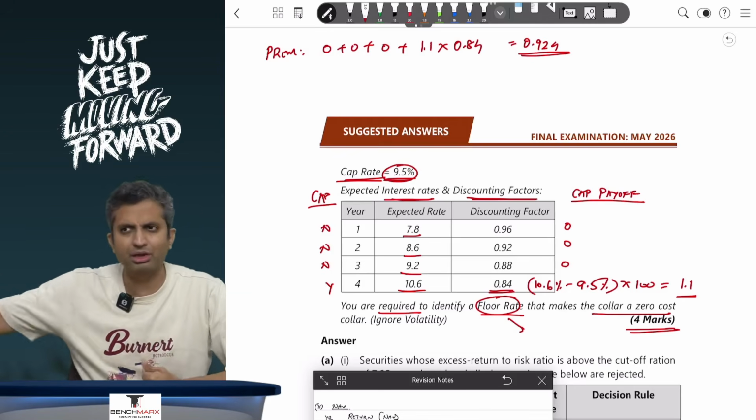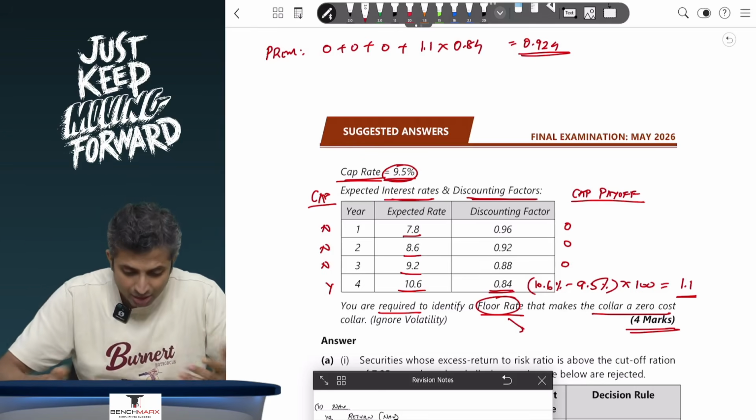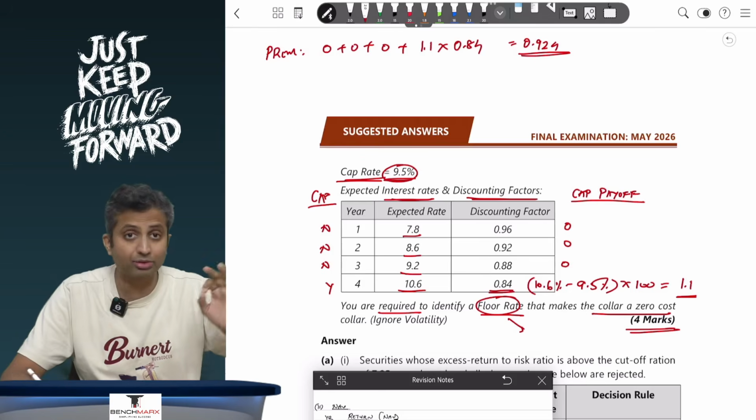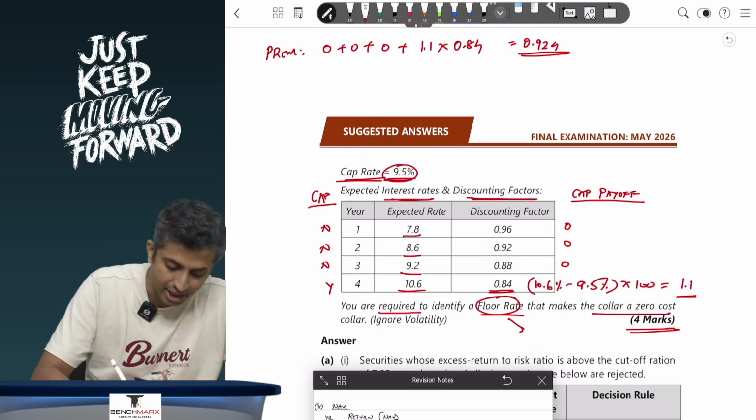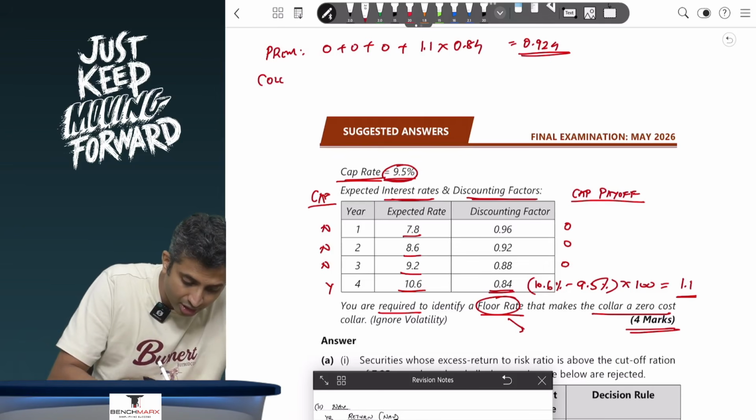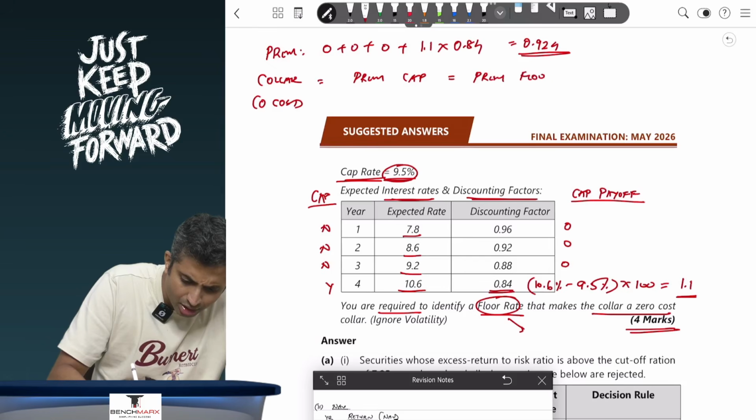So you try to predict the future cash flows that the cap can get. Well, the cap can get 0 cash flows in the first 3 years, but a 1.1 crore cash flow in the 4th year, which in today's terms comes to around 0.924. Now, if it is a collar, rather a zero cost collar, that would mean that the premium on the cap will equal the premium on the floor. So the cap premium of 0.924 will also be equal to the premium on the floor.